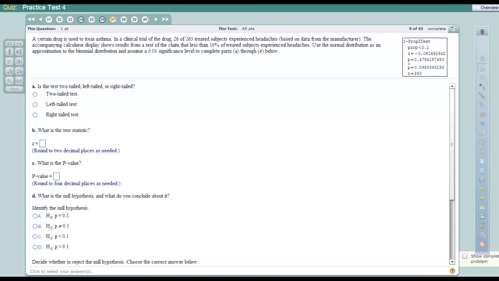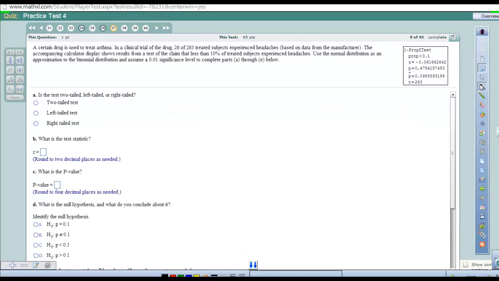Left-tailed. First of all, we can tell it from the claim. The claim is that P is less than 0.1. We can also tell it from the display right here. It said less than. What is the test statistic? Negative 0.06. They gave us the test statistic right here in the display. What is the p-value? 0.475. This one is the p-value.